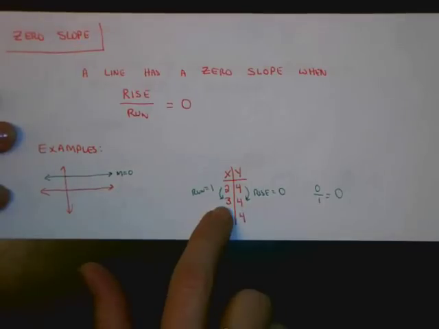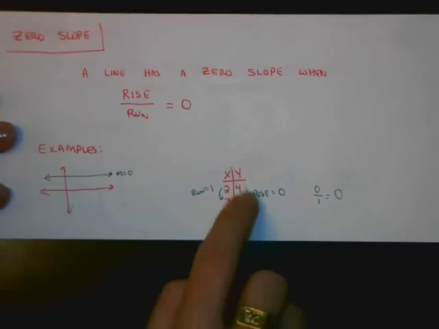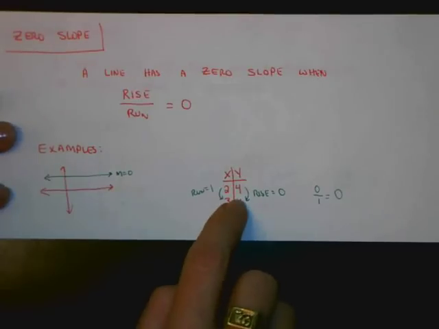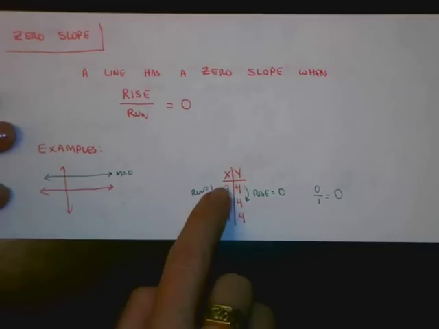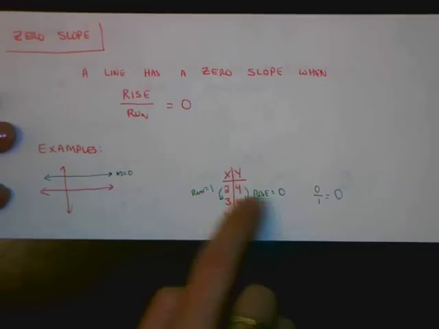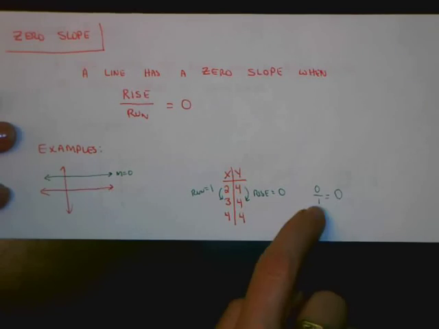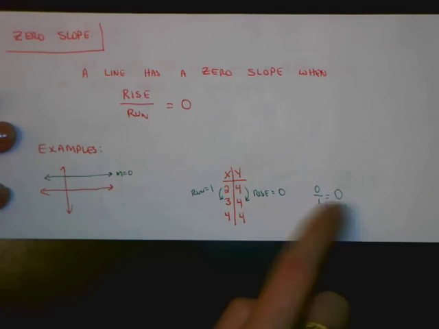I can identify a 0 slope if I look at a table of values. So here's the table of values, and notice that the rise, as I go from 4 to 4, the change is none at all, 0. The run in this table, as I go from 2 to 3, is 1. So rise over run is 0 over 1. 0 divided by 1 is 0.